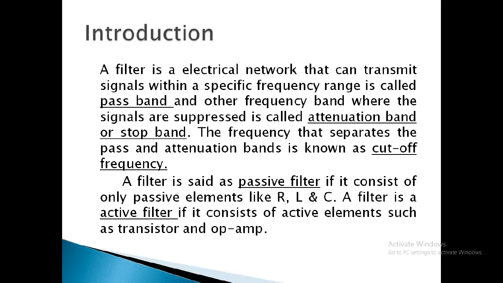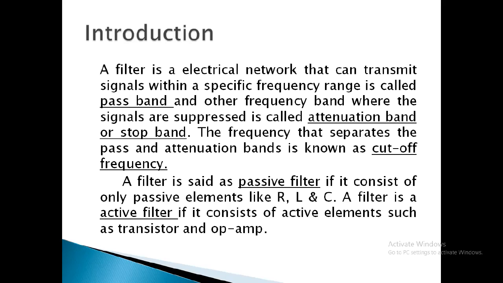What is a filter? A filter is an electrical network that can transmit signals within a specific frequency range, called the passband, and the other frequency band where the signals are suppressed is called the attenuation band or stop band. The frequency that separates these two bands, that is passband and stop band, is known as the cutoff frequency.